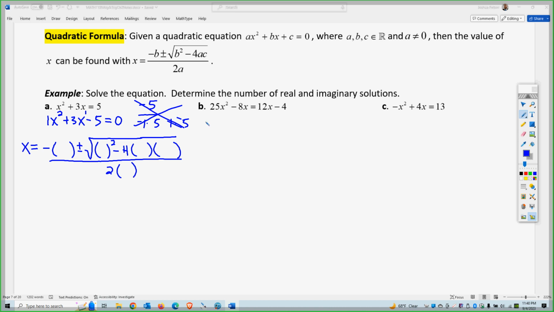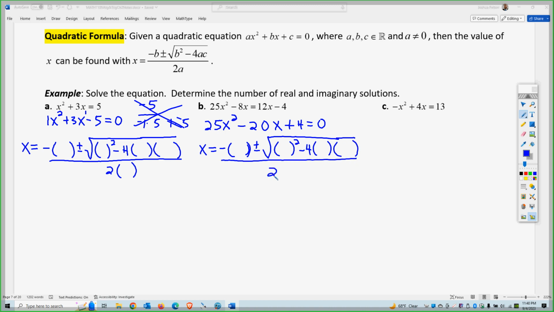Okay, so we go to the next one here. We'll finish these off. 25x squared. So if I minus 12, I get minus 20. And then plus 4 is equal to 0. Okay, that looks good. So now we got the 0 on the right both times, which is fine. So we have x equals negative b plus or minus the square root of b squared minus 4ac all over 2a.